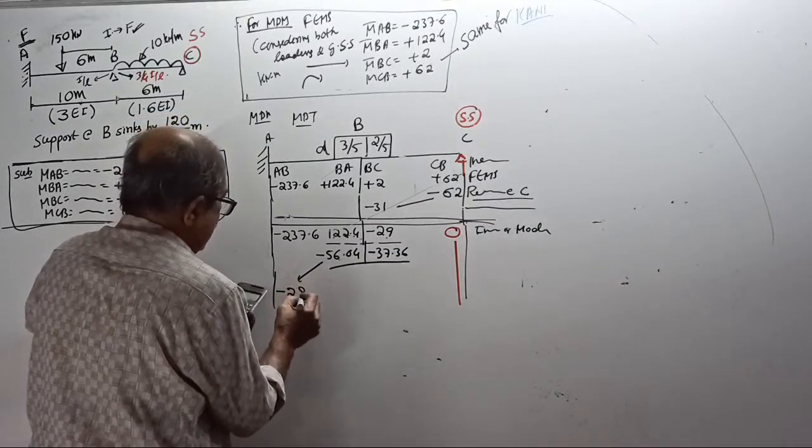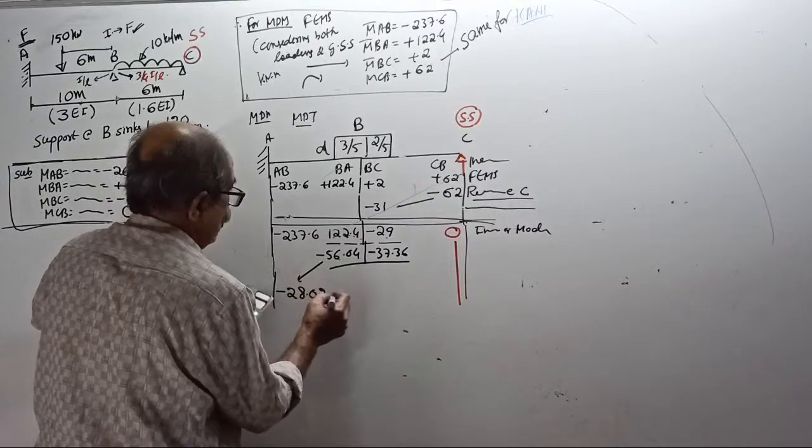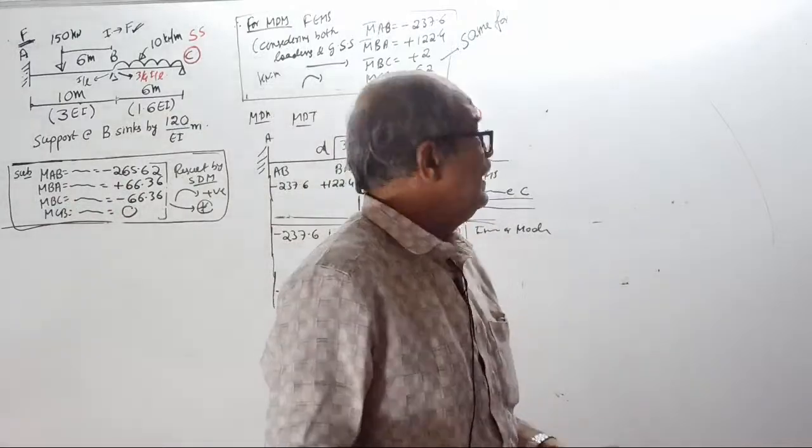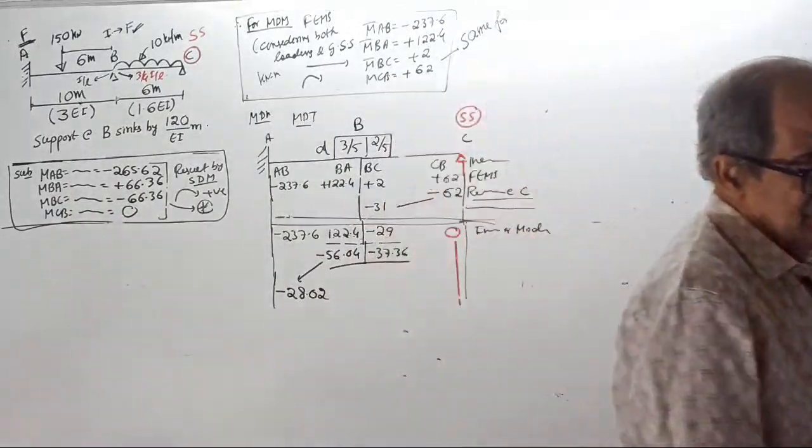Minus 28.02 over. No carry over that side. That's all. Correct? If two spans are there, that's all.